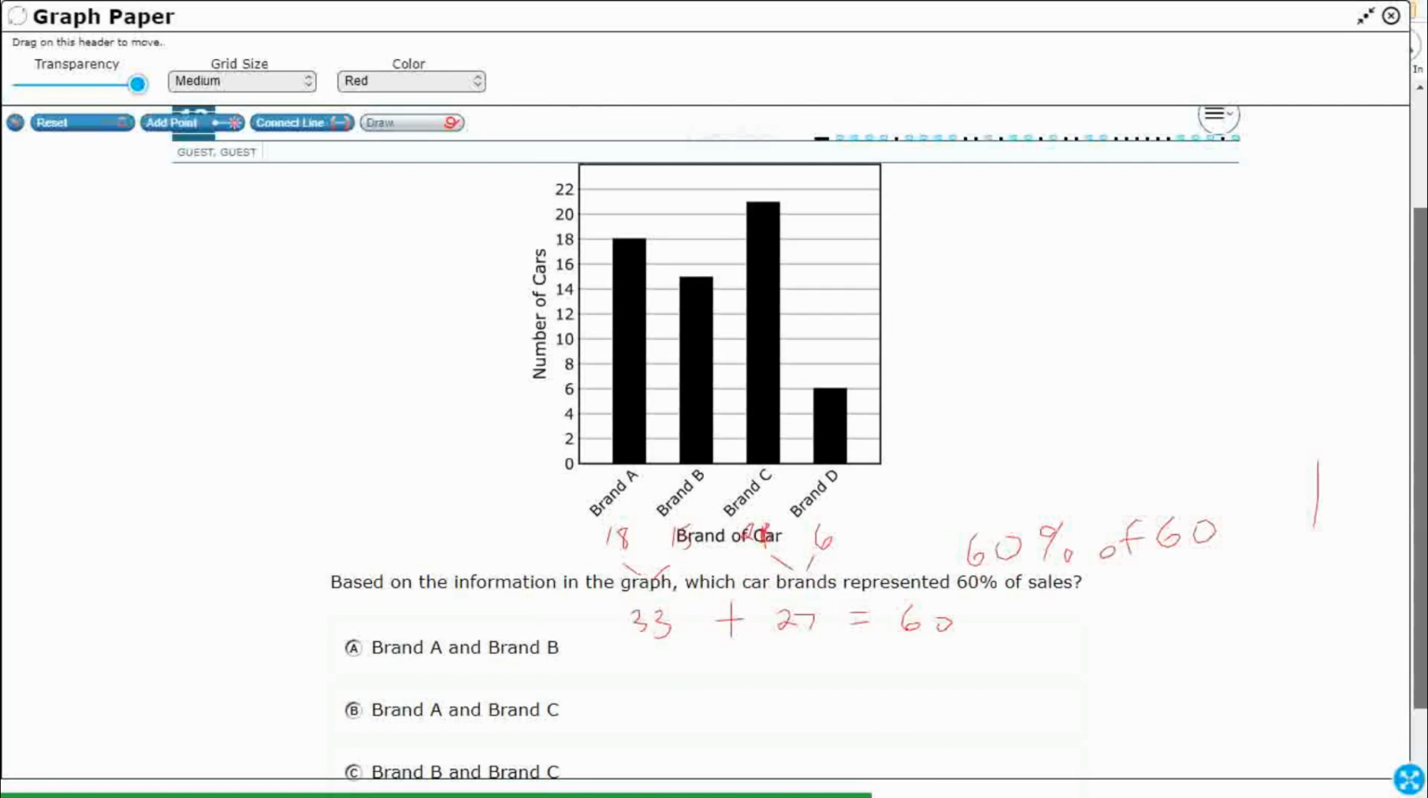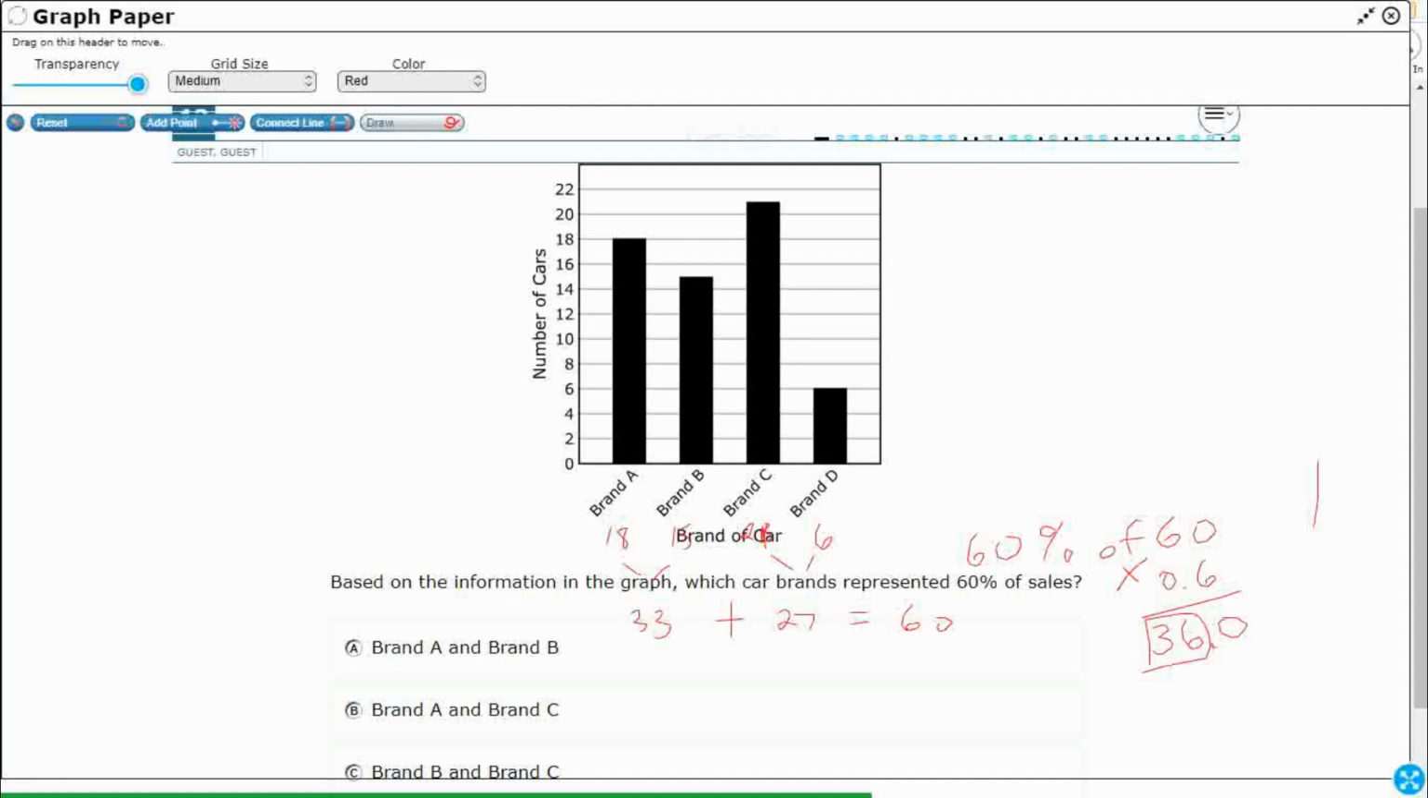Or another option, 60% of 60, let's multiply, right? What is a decimal equivalent to 60%? That's going to be 0.6. So let's multiply. And let's say, all right, 60% of 60 is the same as 0.6 times 60. Right, so that's going to be 0. That's going to be 36. Don't need that second row because it's a whole bunch of zeros. So 36. So I'm just looking for two brands that equal 36.